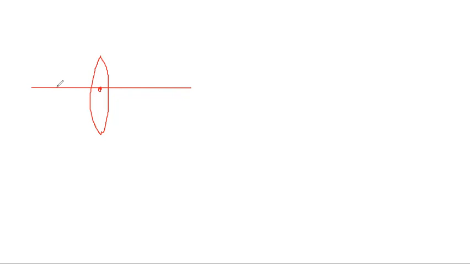And now you have the center of curvature. What is the center of curvature? This surface is a part of a sphere, and this surface is also a part of a sphere. These are two parts of two spheres, and both spheres have their centers. These are known as the centers of curvature, 1 and 2. A lens has two centers of curvature.